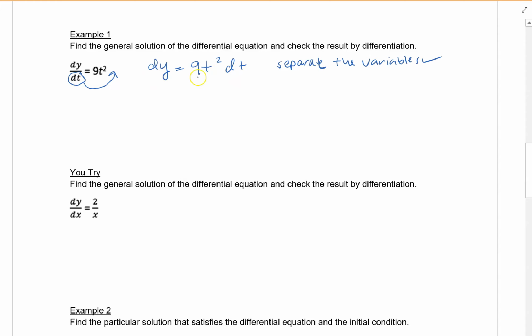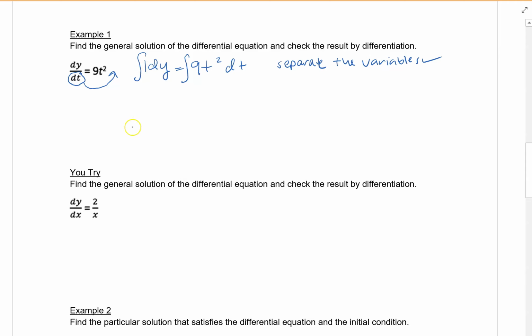Then we prepare both sides for integration. So we're going to take the integral of this side. So this is like the integral of 1 with respect to y. And then we're going to take the integral of this side, the integral of 9t squared dt. So that's preparing both sides for integration.